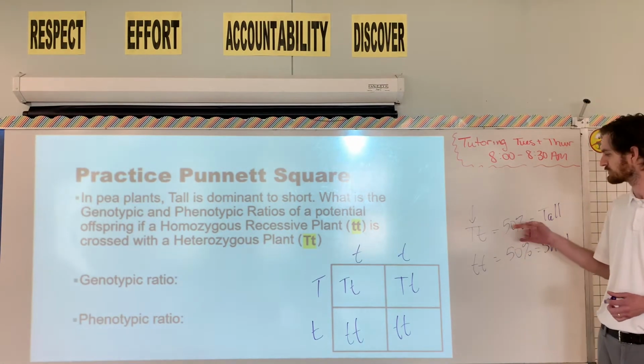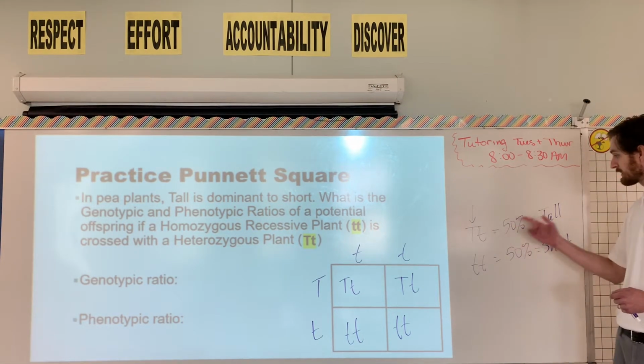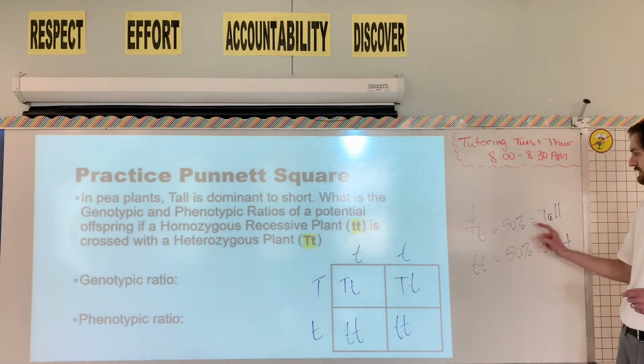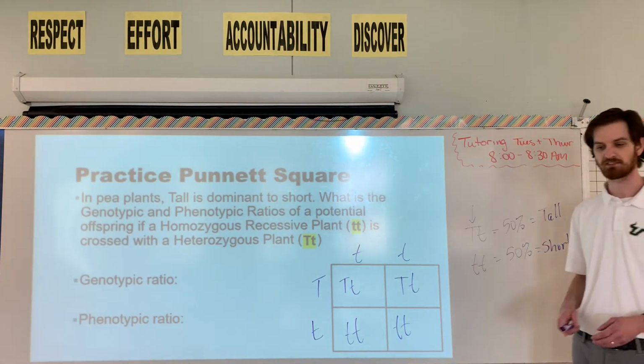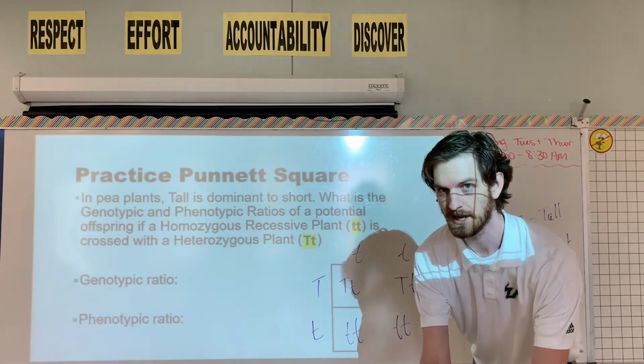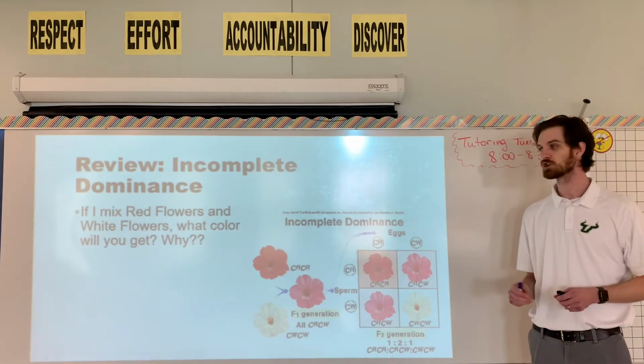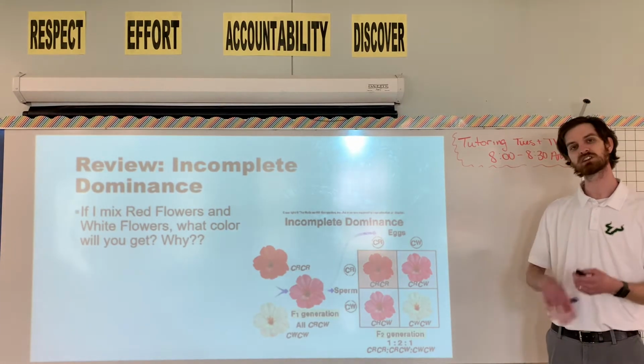Now in this case, the genotype and the phenotype did come out to be the same ratio, right? 50 and 50. That doesn't always have to be the case, but in this case it just happened to be that way. Another possibility is incomplete dominance, and this is where you get a blending of traits.